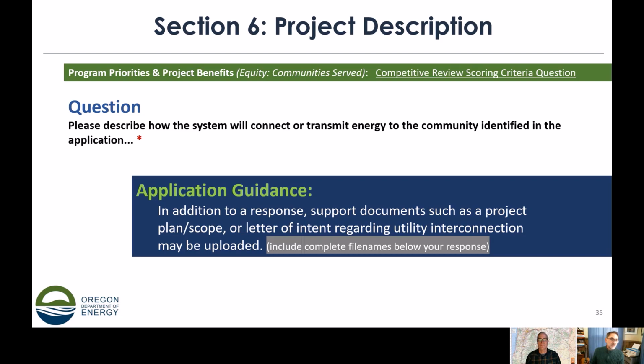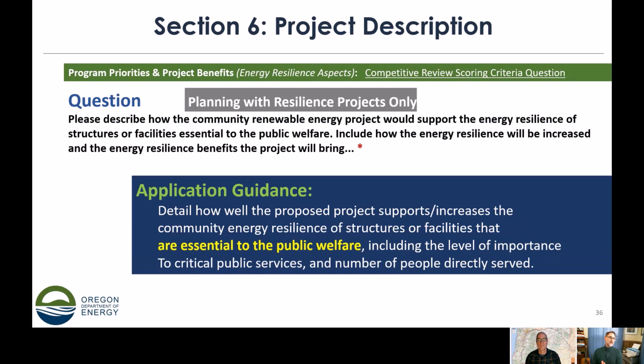All right, and we're going to continue to move forward through the Section 6 project description. And on this question, it's going to relate pretty much specifically to those planning projects that are going to have a resilience component built into that project. And the question is, please describe how the Community Renewable Energy Project would support the energy resilience of structures or facilities essential to the public welfare. Include how the energy resilience will be increased and the energy resilience benefits the project will bring.